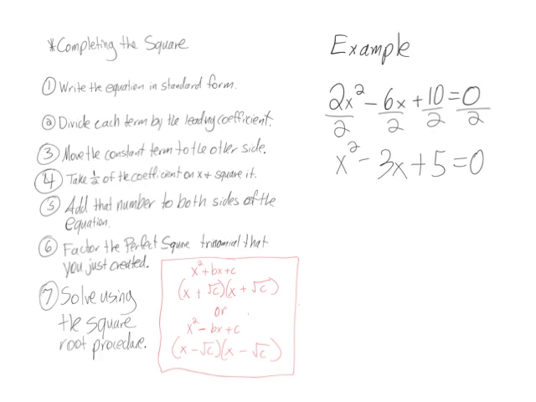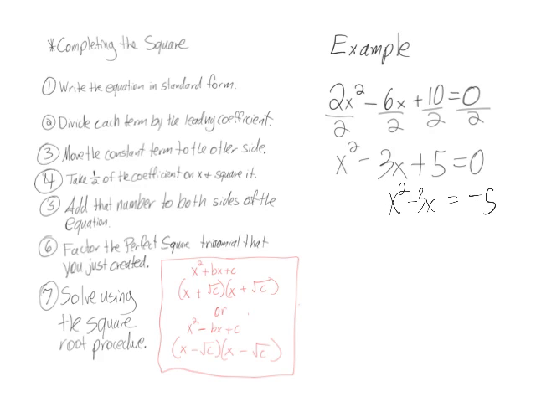Okay. And then our next step is to move the constant term to the other side. Now some applications of completing the square, we don't actually do that. We leave the term where it is, and I'll show you an example of that in just a second. But for the purposes of solving a quadratic with completing the square, it's a good idea to go ahead and move that over. So we'll do that. We need to subtract 5. So x squared minus 3x is going to be equal to negative 5.